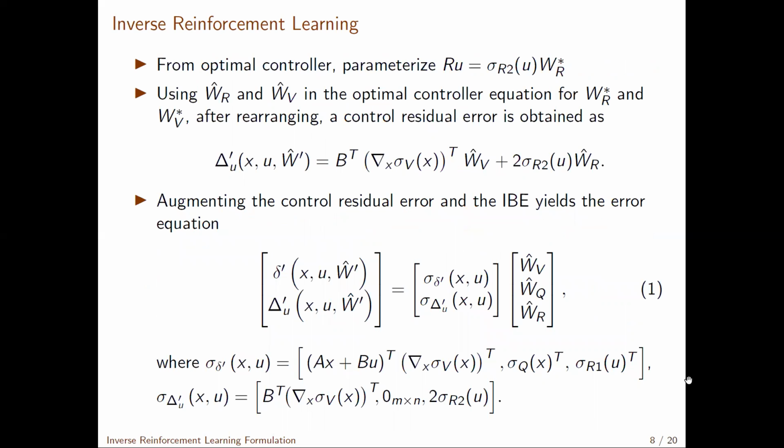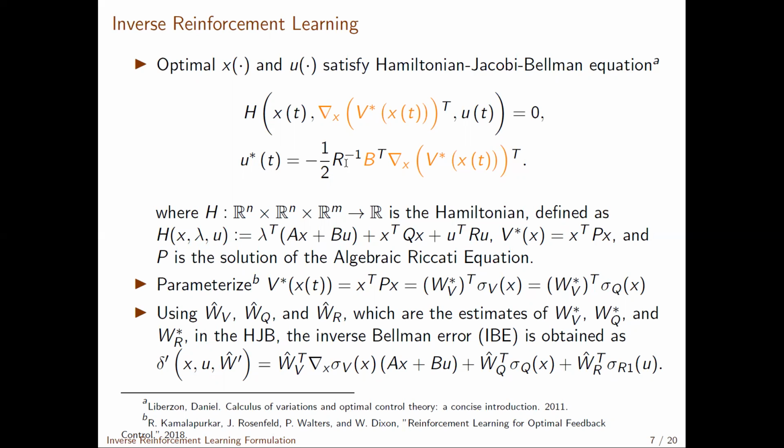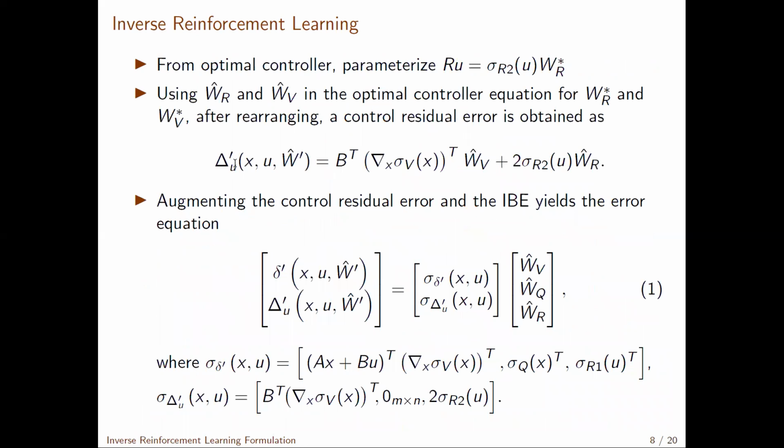From the optimal controller, if you multiply R on the side over here, you can parameterize RU as ideal weights to be estimated and known features. If you use estimates for R and the optimal value function in the optimal controller equation, we get our second error metric, which we call the control residual error, where this is the error term shown here, and this is the parameterized estimate of the feedback controller.